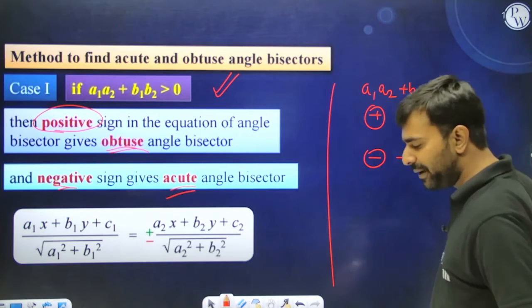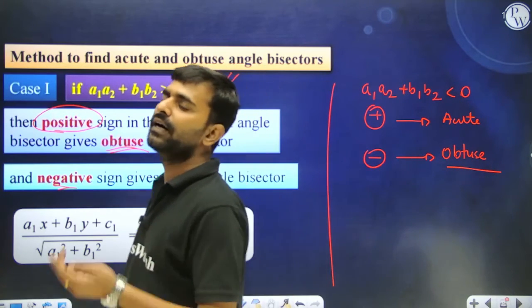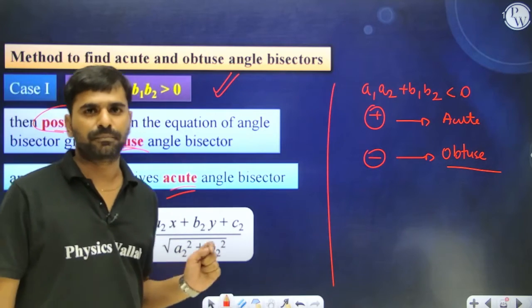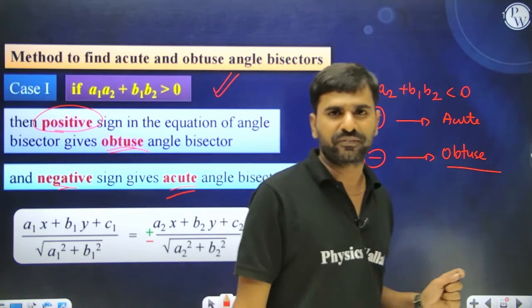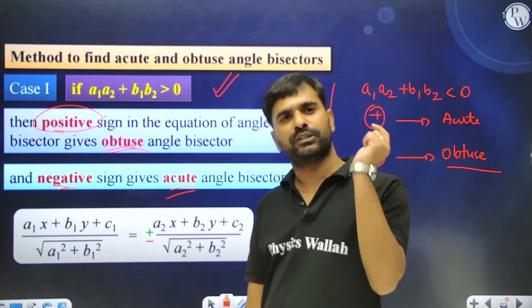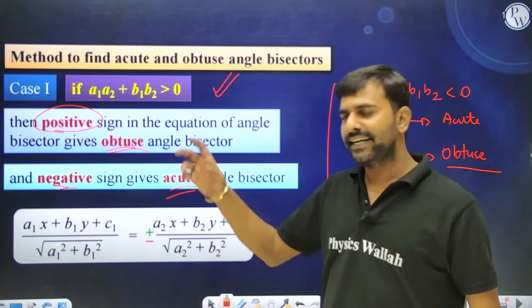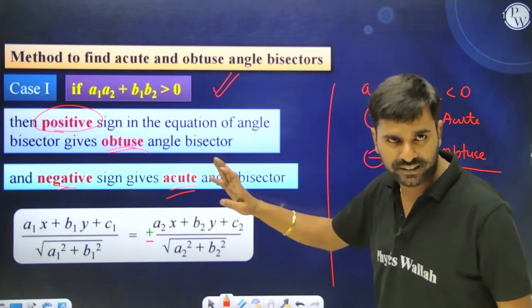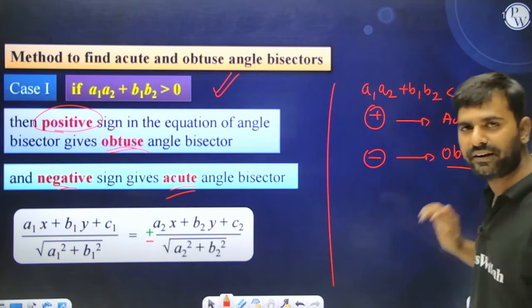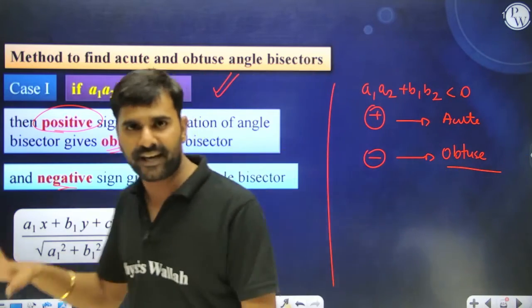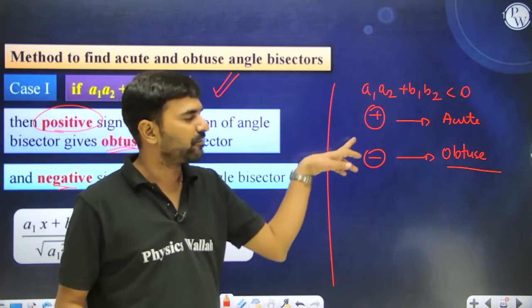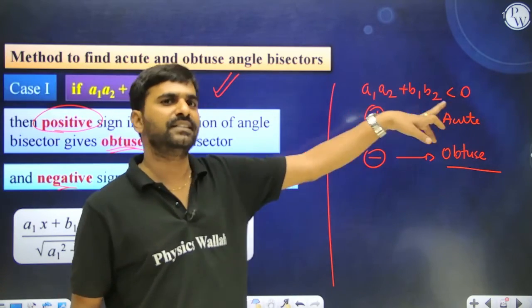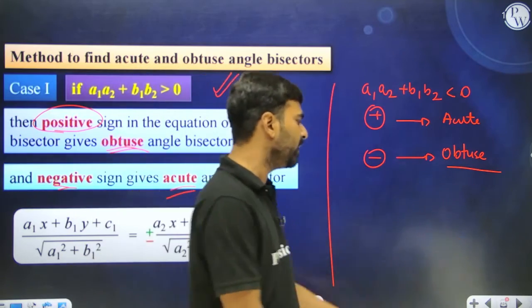So first we will make the constant term positive. Then we will find the value of a1 a2 plus b1 b2. If it comes out to be positive, then by taking the plus sign we get the obtuse angle bisector, and by taking the minus sign we get the acute angle bisector. It is exactly the opposite when a1 a2 plus b1 b2 is negative. In that case, we take the plus sign to get the acute angle bisector, and the minus sign to get the obtuse angle bisector.